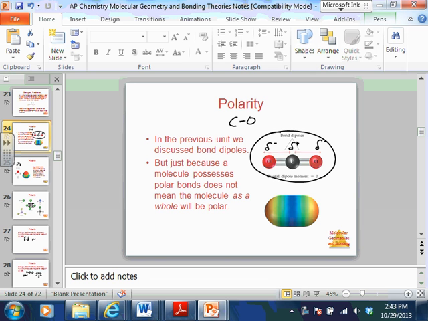Because the oxygen is pulling harder on the electrons. It's more electronegative than the carbon is. But what you end up with is a cancellation of your dipoles, right? And you kind of have to think physics here for a second. It's kind of like vectors in physics. If you've got a vector pointing this way, and you've got a vector pointing this way, then they just cancel each other out, okay? So if you're pulling with equal forces on either side of something, then the object doesn't move, right?